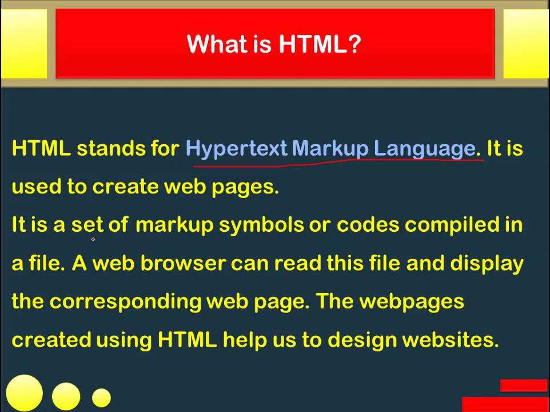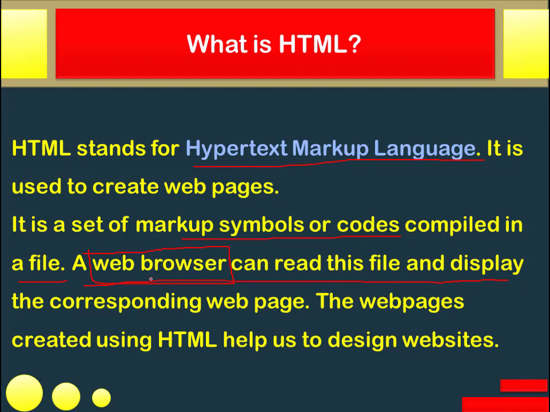It's a set of markup symbols and codes compiled in a file. These sets of codes or symbols are put in one file, and a browser can read this file. After writing these codes in a file, we save that file, and then we use a web browser to read that page. So what is a web browser? Web browsers are software that are used to read the web pages written in HTML.